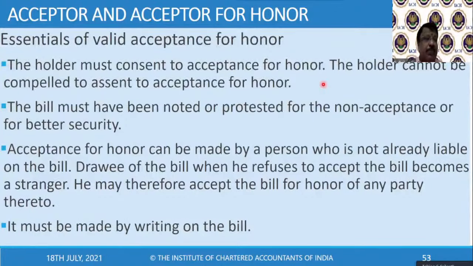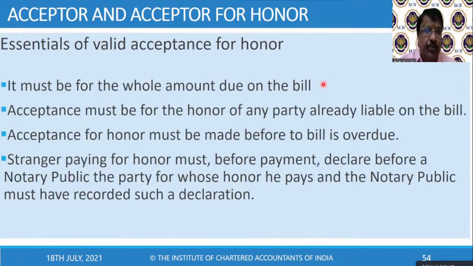Okay. It must be made by writing on the bill. It must be for the whole amount due on the bill. Partial acceptance for honor is not possible. And the person whose honor it is done for should be already liable on the bill. Either he should be an original drawer or an endorser. And it should be done before the bill is overdue. Okay? That means an on-sight bill cannot be accepted for honor because there is no acceptance of such a bill.